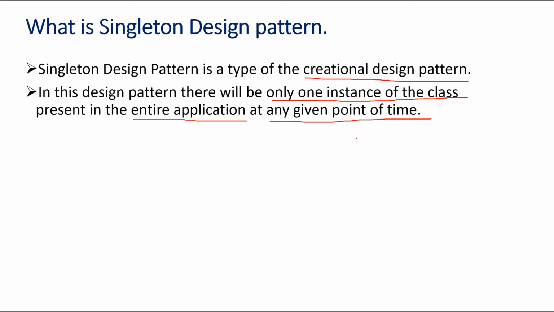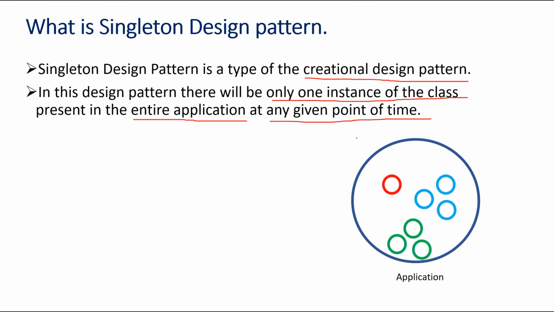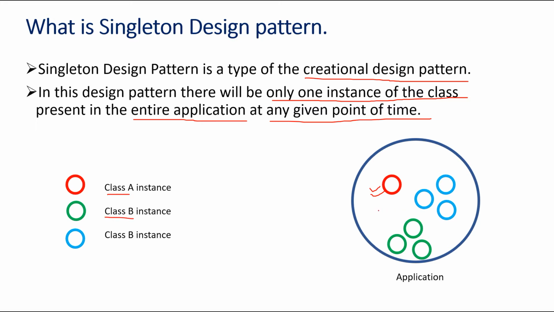So let me illustrate the Singleton Design Pattern with an example. You assume this circle as a whole application, and in this there can be instances of the multiple classes. So here you can assume this particular red circle is belonging to class A, this class B, which is green circle, so all these green circles will be representing the class B, and this class C is representing this blue circle. So here all these 3 instances of this class C is represented by the blue circle.